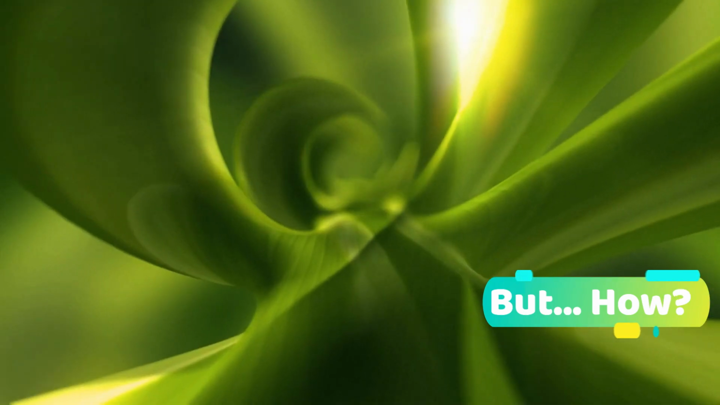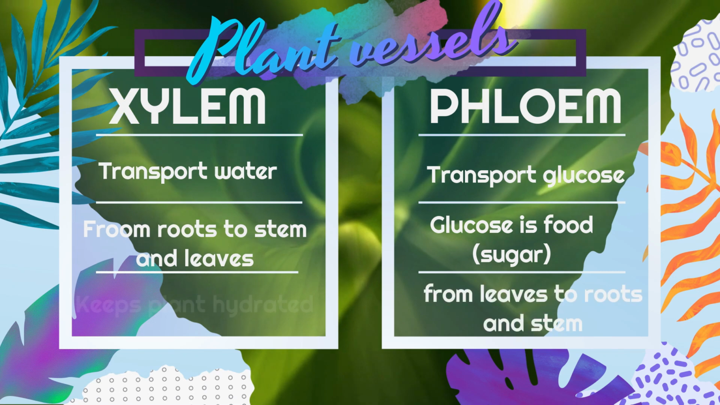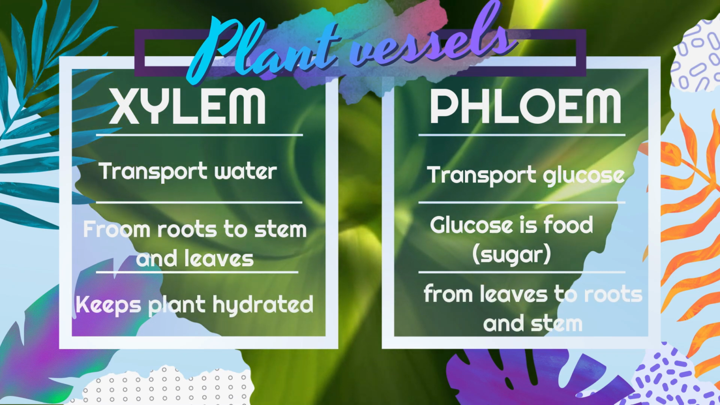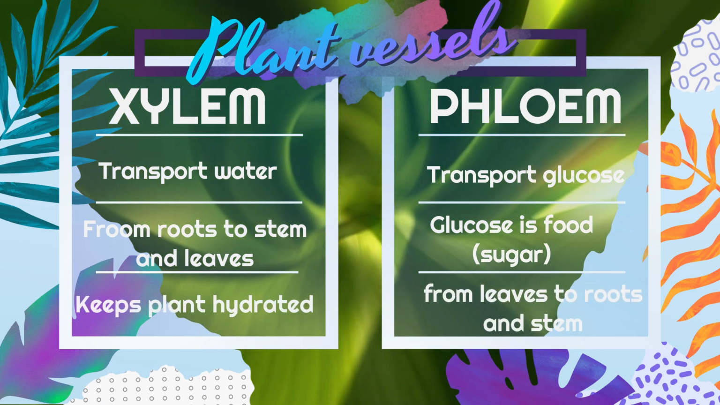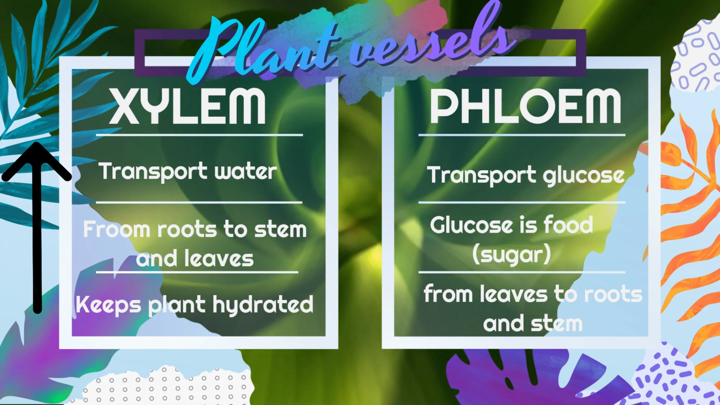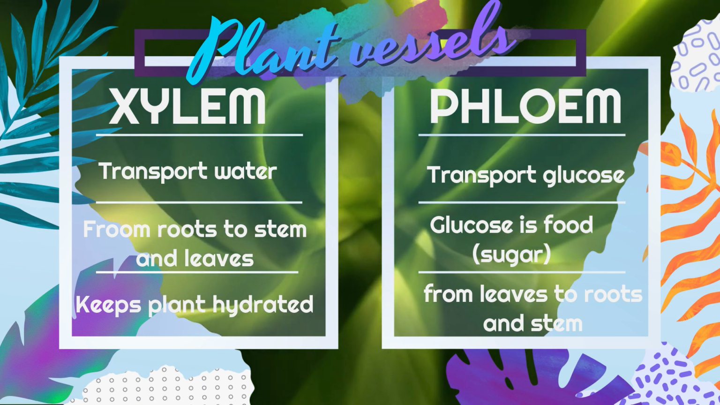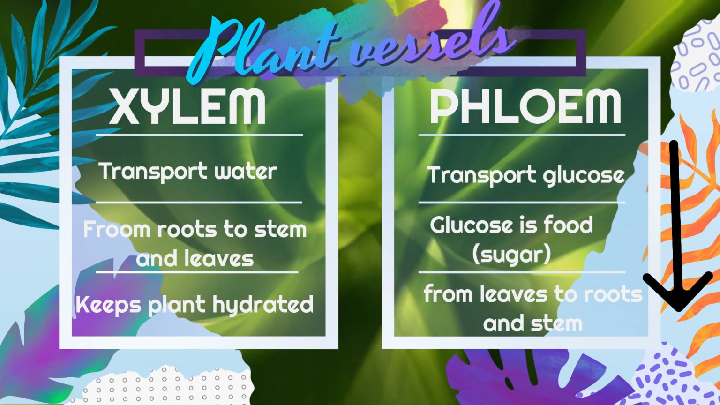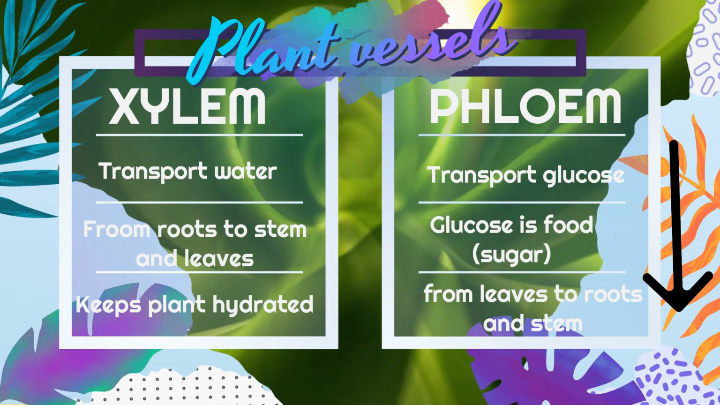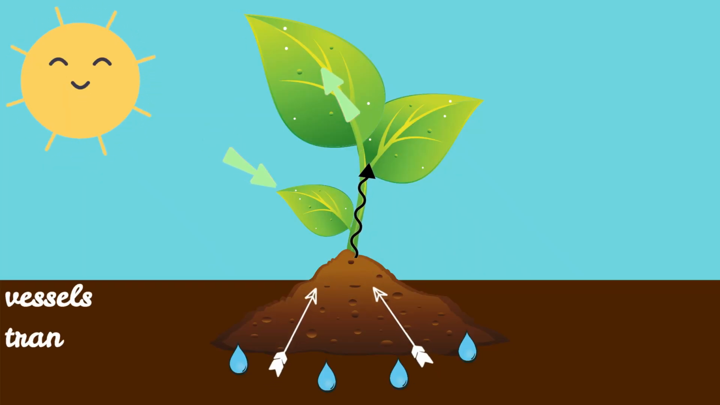Just like we have blood vessels, plants have two types of vessels as well. They are called xylem and phloem. The xylem transports the water from the roots to the stem and the leaves, and it keeps the plant hydrated. It's the one that goes up. And the phloem transports the glucose, which is like food, and it goes from the leaves and stem into the root, and it goes down, okay?